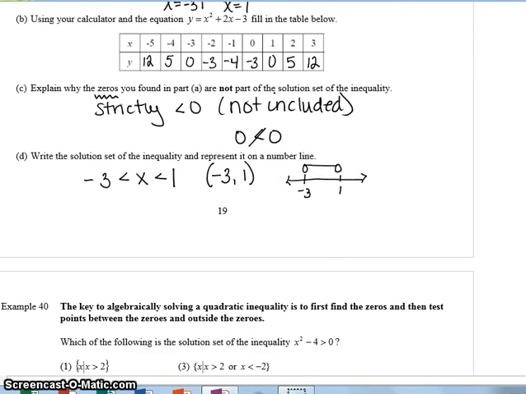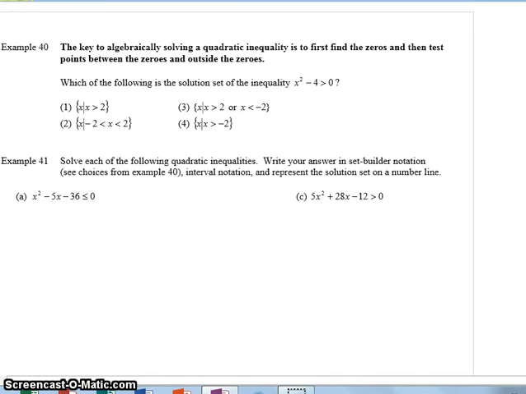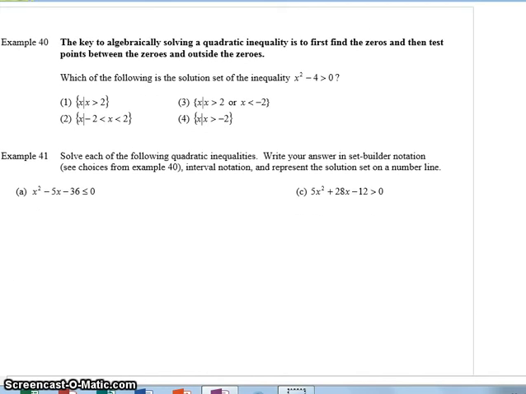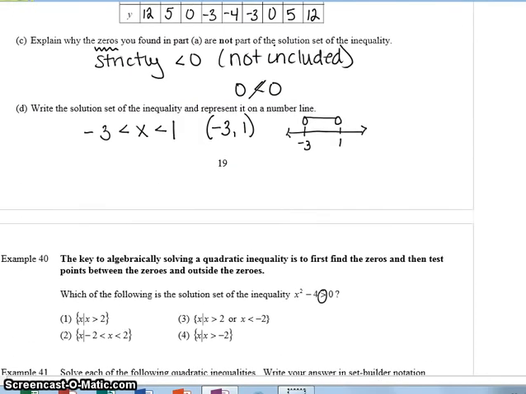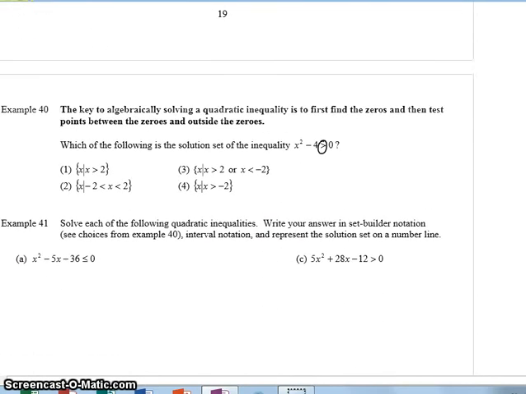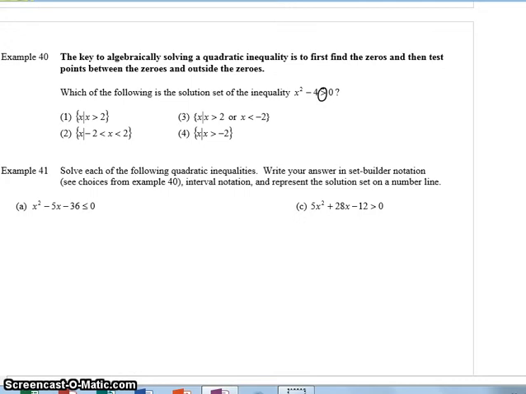All right, moving on here to example 40. It says the key to algebraically solving a quadratic inequality is to first find the zeros and then test the points between them. Okay, again, you don't really need to know your test points. So look at this right here. That's greater than. So if you guys can memorize what I just taught you a minute ago, we talked about how that is a disjunction. That's an or. So you know it's going to be going two separate ways like this, okay?